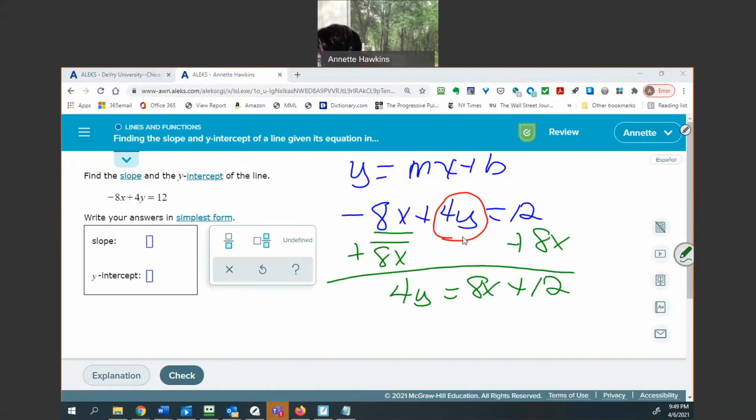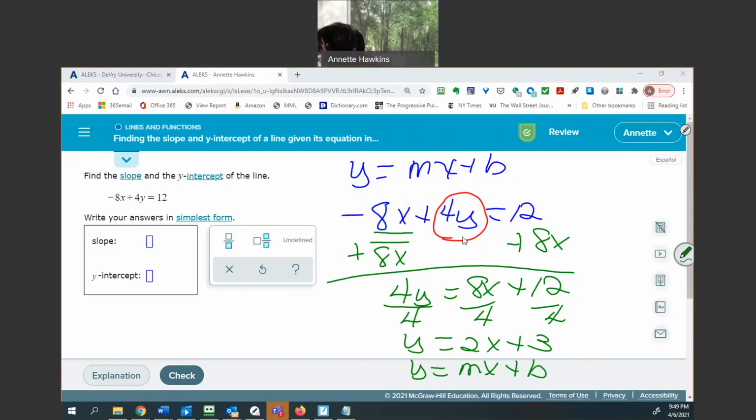Now, why did I put the x in front of that number? I put it in front because I want it to look just like this, mx plus b, 8x plus 12. The last step is to divide by the coefficient of what I'm solving for. I'm solving for y. Divide by 4. Y equals 2x plus 3. Y equals mx plus b.